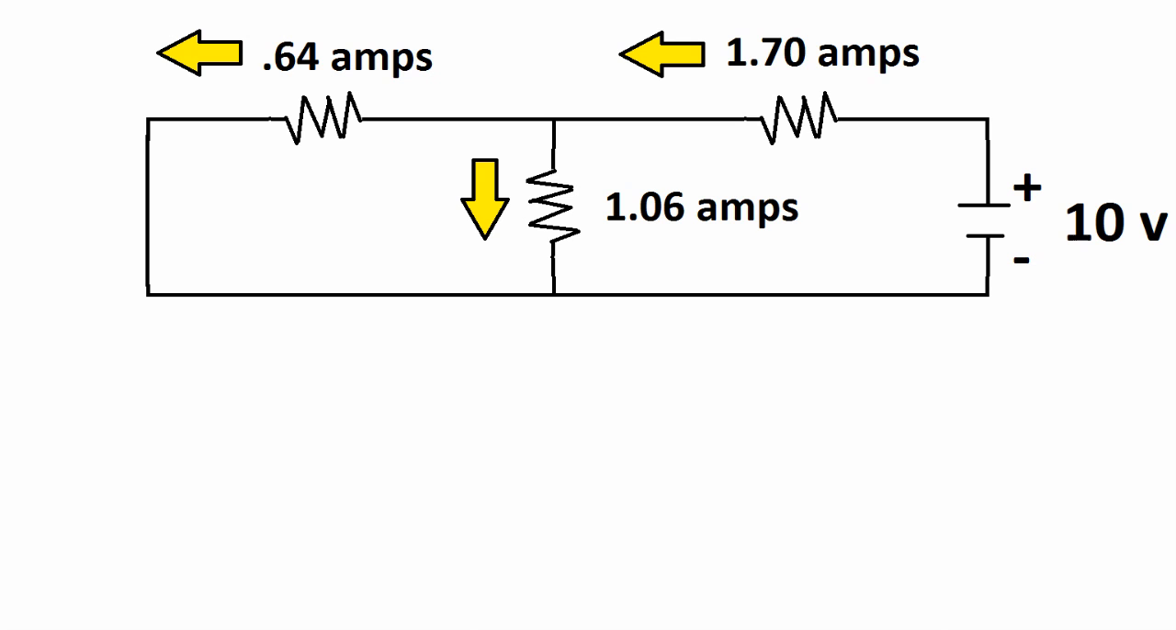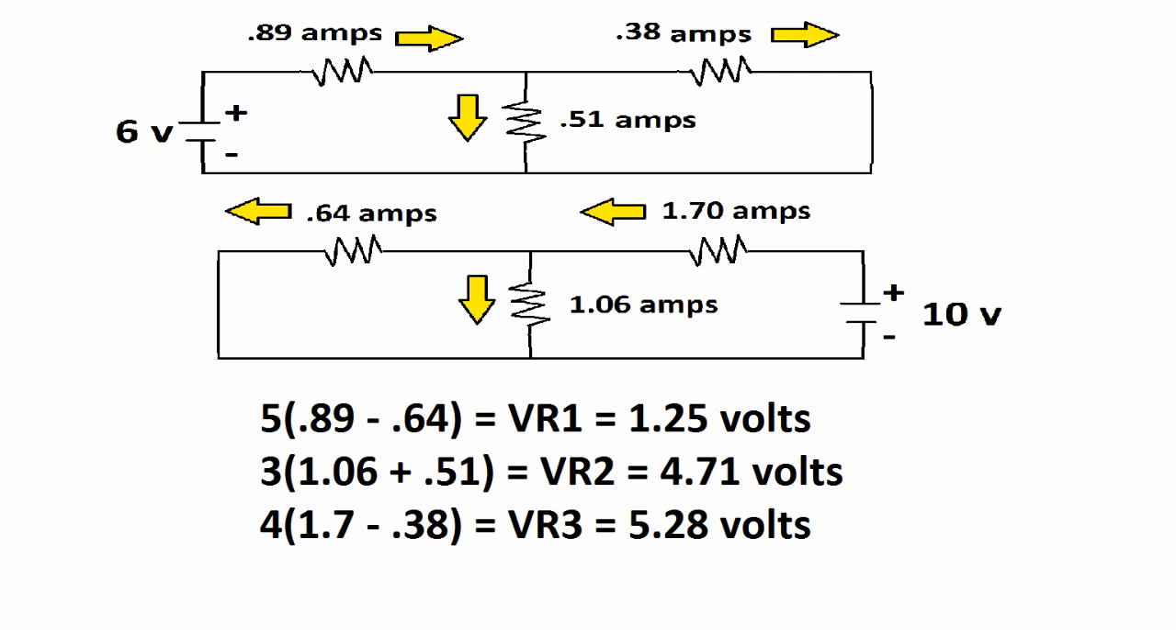go positive to negative. So now you compare the 6 volt problem to the 10 volt problem, and if the currents are going in the opposite direction you subtract them, and if the currents are going in the same direction you add them. So now to find the voltage of resistor 1, for example, you just take the 5 ohms resistance times the difference of the currents because they're going in opposite directions, and this gives us 1.25 volts.